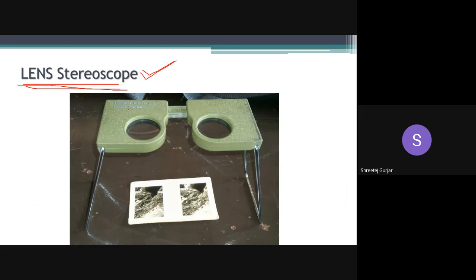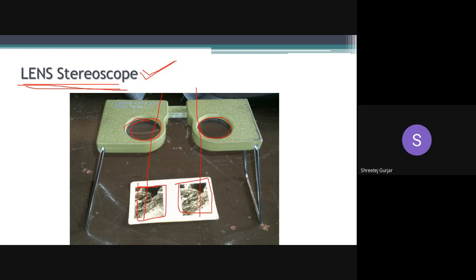Okay. Coming to the lens stereoscope, you can see this is a very simple instrument, a very simple arrangement, in your image itself, right? Wherein you have two magnifying lenses. You place your stereo pairs below, and you just view through these lenses, and you will be able to see a 3D image. Very simple working, and not many parts, just two magnifying lenses.